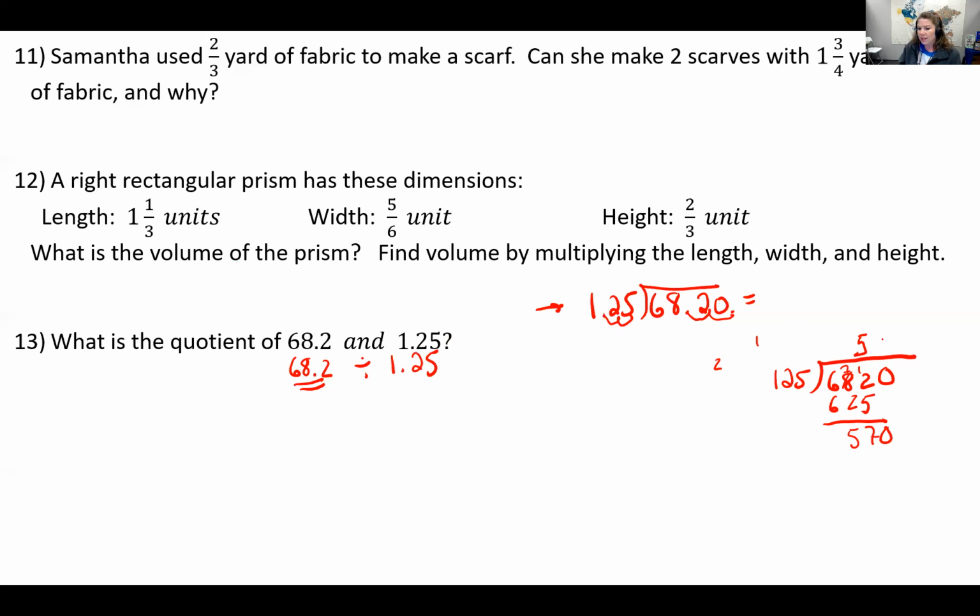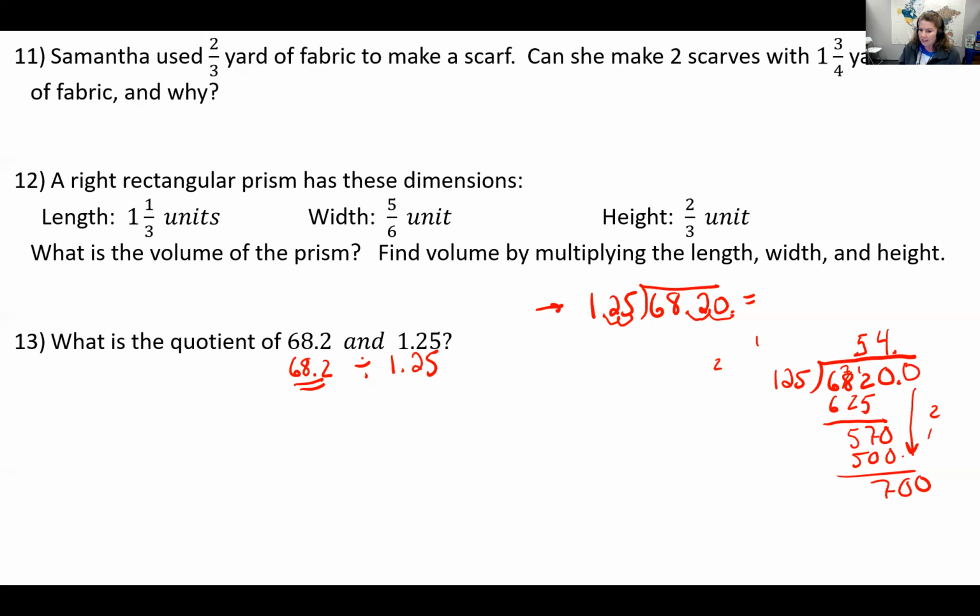All right, then we're going to try what? A 4? Yep, I think so. 4 times 5 is 20. Carry the 2. 4 times 2 is 8, 9, 10. Carry the 1, and 4 times 1 is 4 plus 1 is 5. We get a remainder of 70, and then we get to bring down, wait, hold on. We're going to add a decimal, bring it straight up, add a 0.